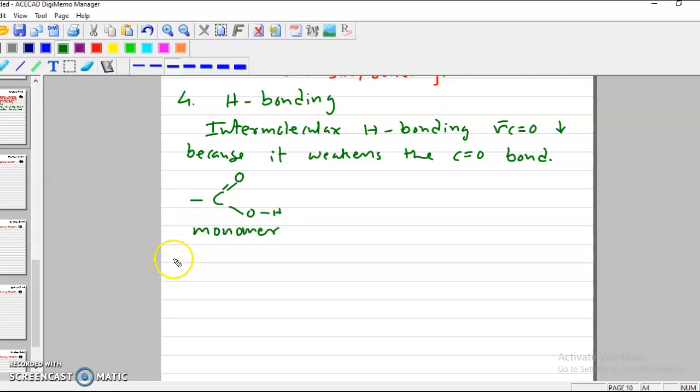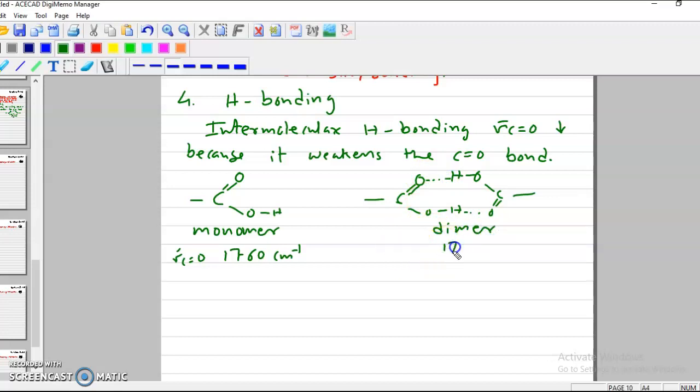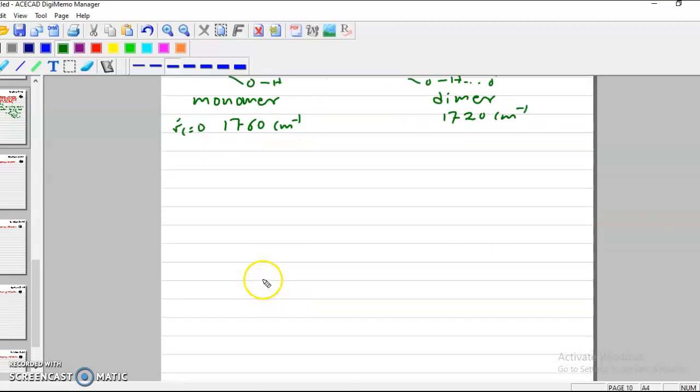in this the C=O frequency will be at 1760 cm⁻¹. Now in case of a dimer, like C=O OH and here C=O OH, there will be an intermolecular hydrogen bond and this will form a dimer, and in this case the band will be at 1720 cm⁻¹. So due to hydrogen bonding, the frequency of C=O decreases.